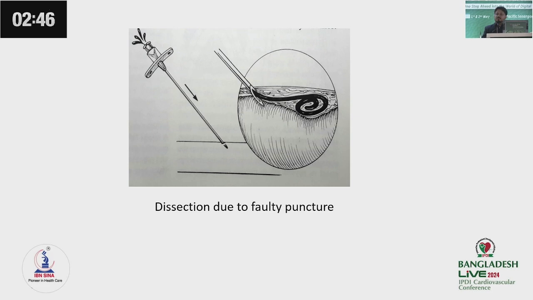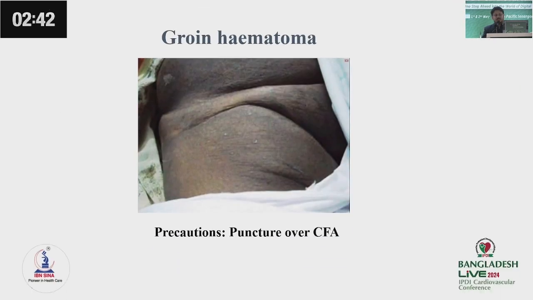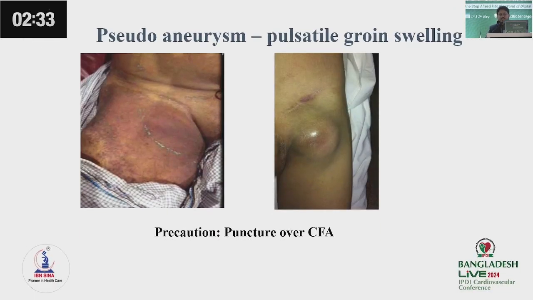Complications start with a faulty puncture, which may cause dissection. It also causes groin hematoma. The precaution against groin hematoma is puncture over the common femoral artery. There may be pulsatile groin swelling, which is known as pseudoaneurysm.